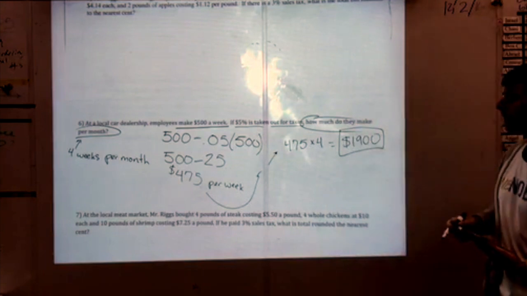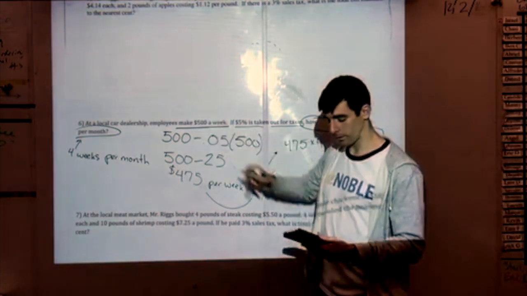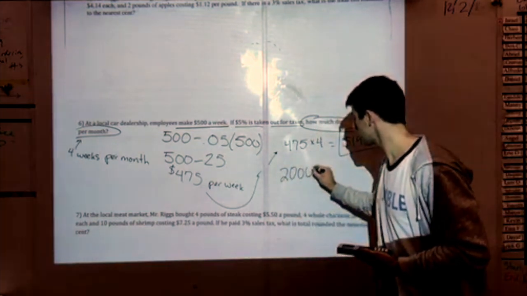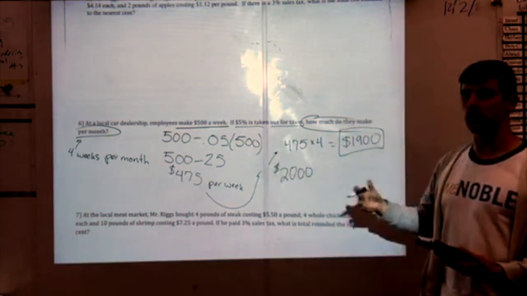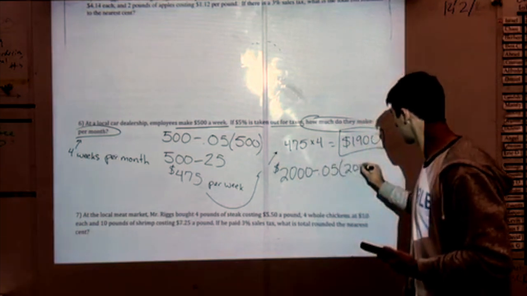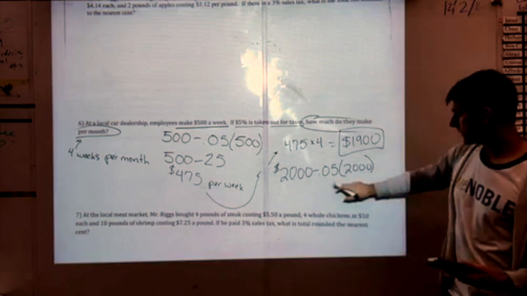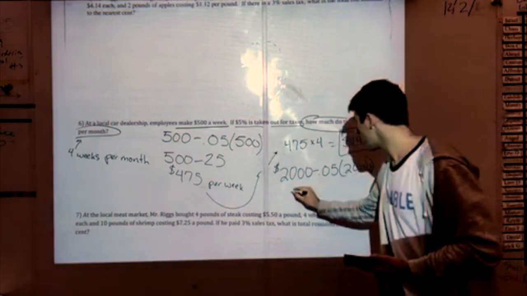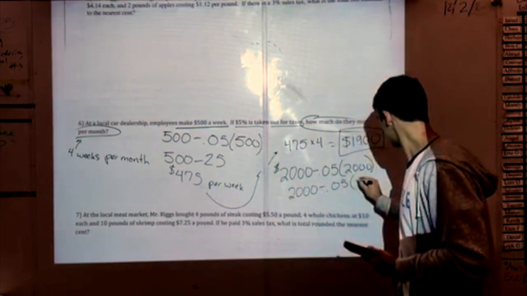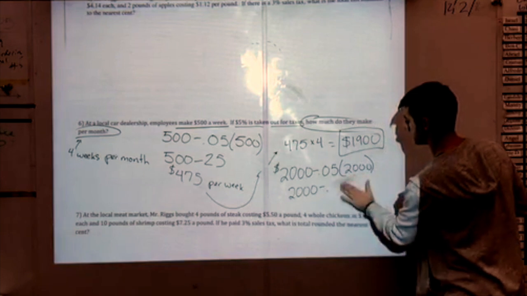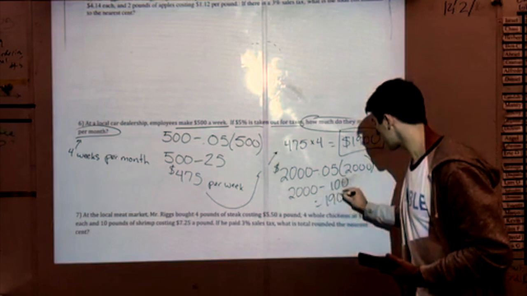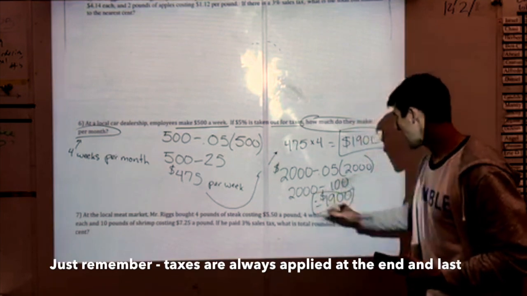I could have done it a different way. I could have started with my $500 per week and then 500 times the 4 weeks. That would have given me $2,000. And after that, I could have then applied that tax. That was 0.05 times the amount of money I have now. That would be 2,000 minus 100, and that gives us a grand total of $1,900.